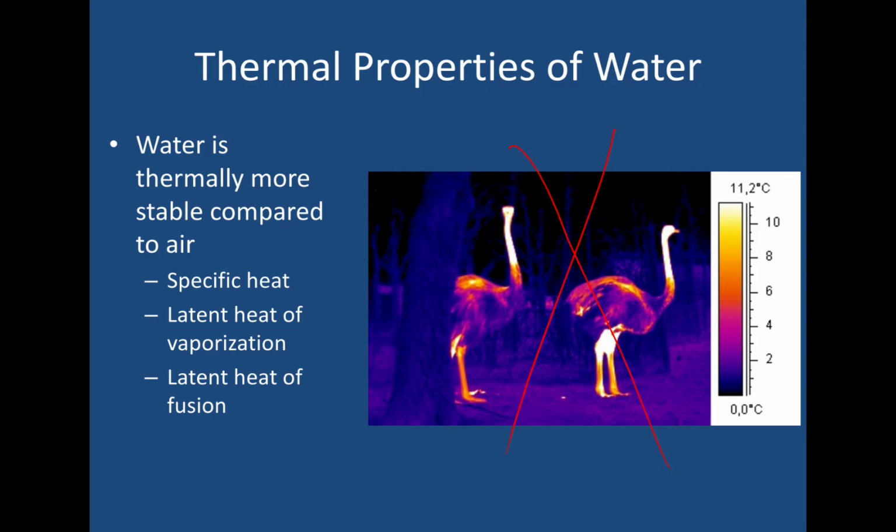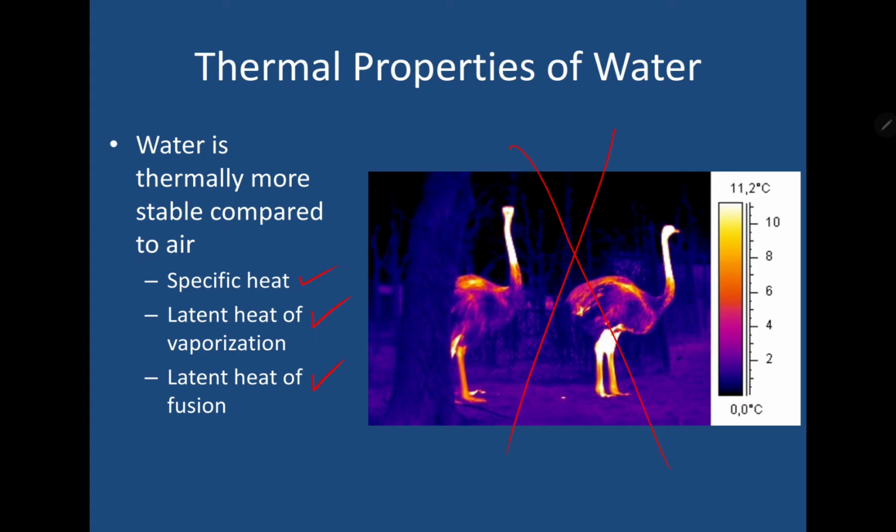Anyway, water is thermally more stable compared to air. This is why water in general is less prone to temperature fluctuations compared to air. This is due to three different properties. The first is specific heat. The second is the latent heat of vaporization. And the third is latent heat of fusion.